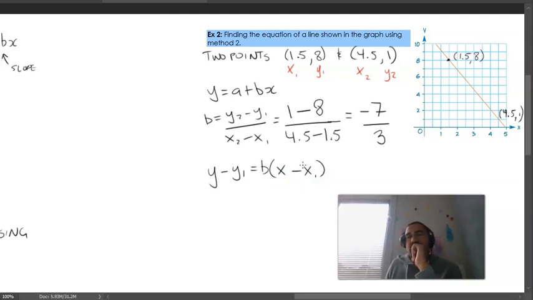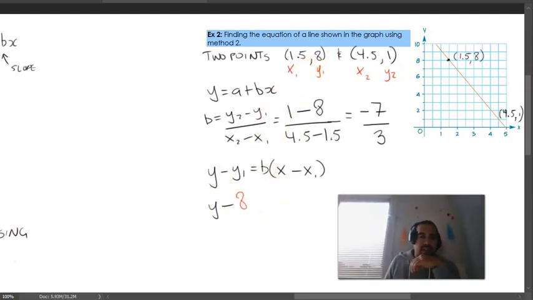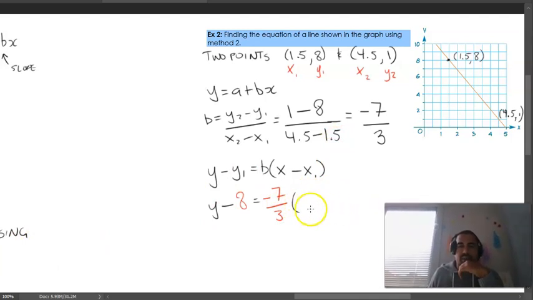Technically, it doesn't really matter which one we substitute into here, but for the sake of consistency, let's use the 1.5 and 8 because that's our x1 and y1. So y minus our y1, in this case, is 8. I'm just going to put this in a different color to indicate I got it from there. And this is going to be equal to, we know what our b value is, negative 7 over 3, comma, x minus, and our x1 in this case is 1.5.